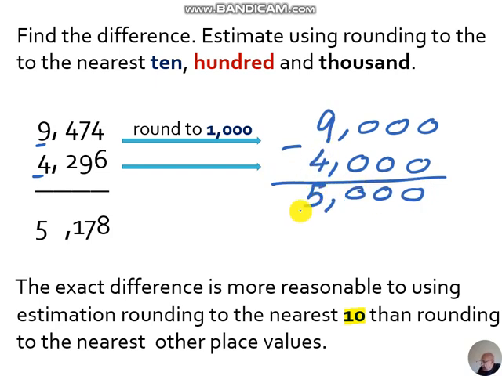This is 5,000 and the exact difference is 5,178. The difference of 178 is far away. We call this number, when you round to the nearest thousand, unreasonable. It is more reasonable only when you round to the nearest 10. The exact difference, this one is more reasonable using estimation rounding to the nearest 10 than rounding to the nearest other place value. He means the 10 and the 1000.